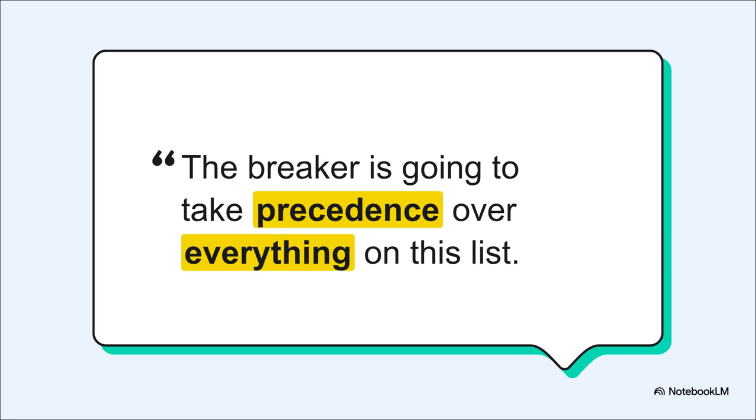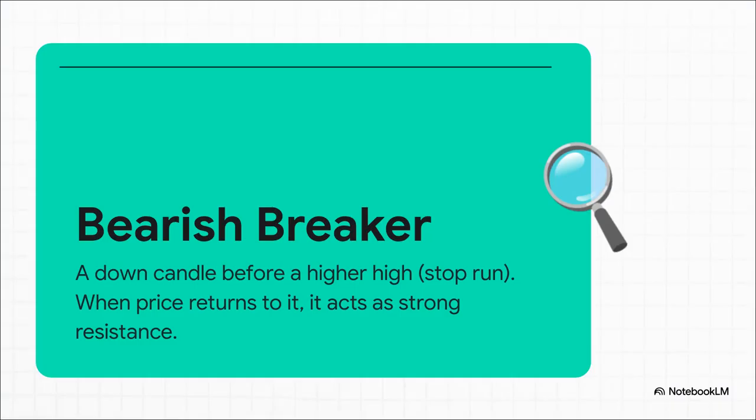What does that mean? It means if price rallies up into a bearish breaker, there is a very, very high probability that the move stops right there. It will often prevent price from ever even reaching a fair value gap or order block that's sitting just a little higher. So what is a bearish breaker?